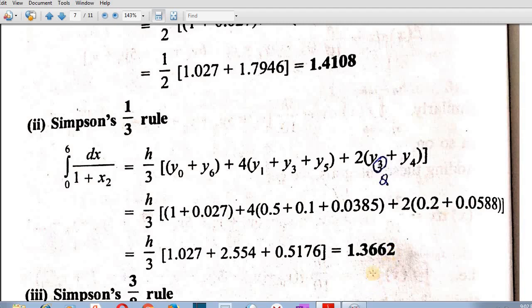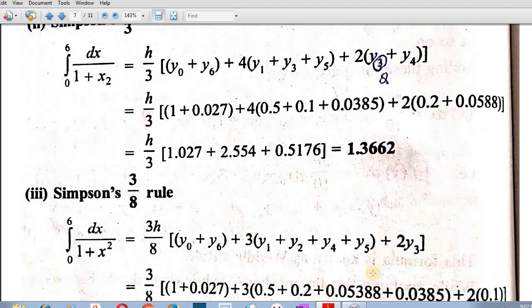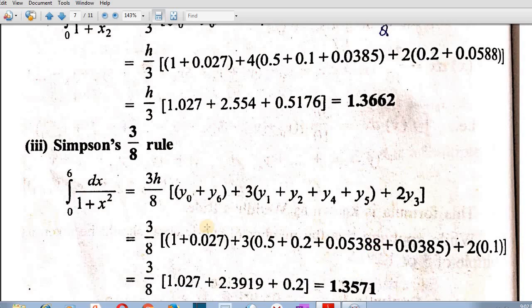Similarly, we can do the same problem with Simpson's 3/8 rule by using this. In the first bracket, similar here, y1, y2, y3 will not be there, y4, y6 will not be there. All third multiple values of y will be in one bracket and the remaining values in another bracket, and as usual the first and last value will be there, and 3 multiplied by h by 8.